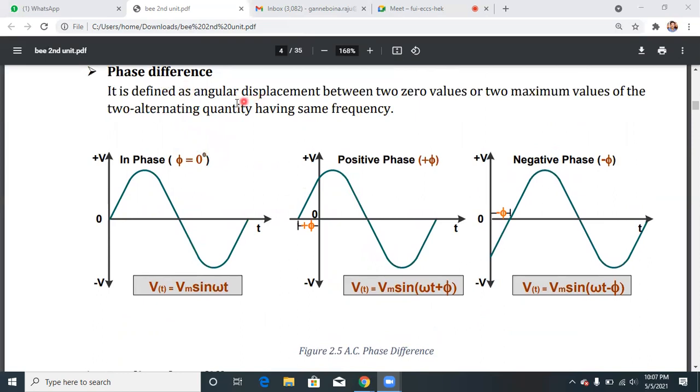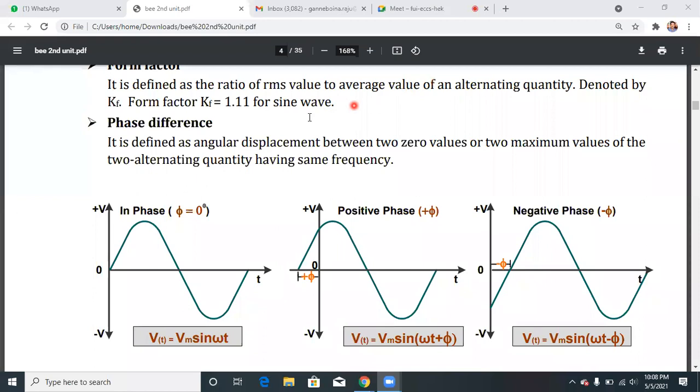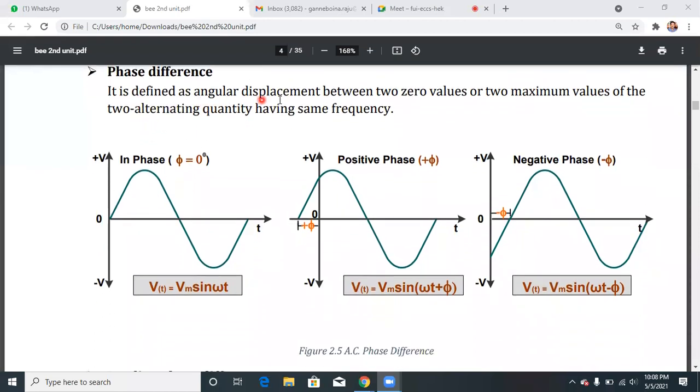So today, phase difference. It is defined as the angular displacement between two zero values or two maximum values of two alternating quantities having the same frequency. It's clear, understood? This is called phase difference.